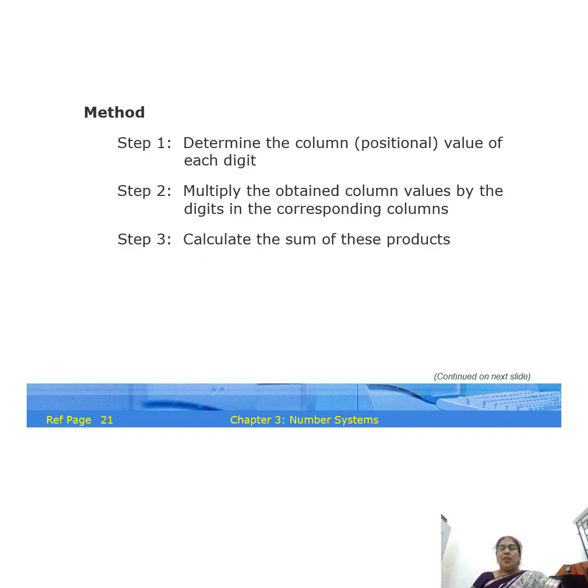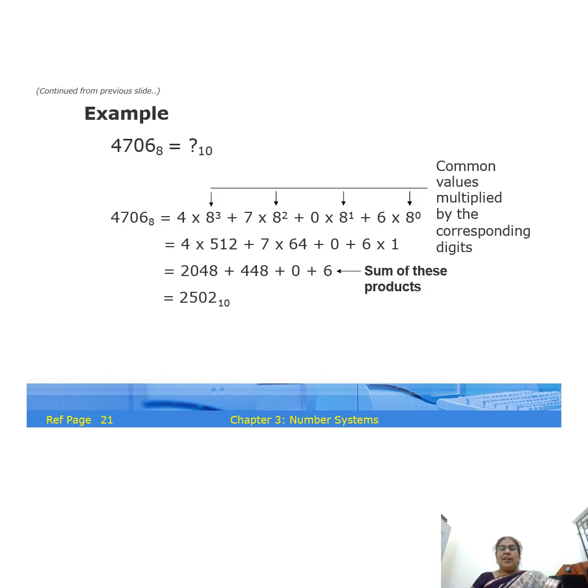So determine the column positional value of each digit. This method multiplies the obtained column values by the digits in the corresponding column, and then calculates the sum of these products. Here the example is the conversion of hexadecimal to decimal. These values were already discussed in the previous slides. The column values are multiplied by the corresponding digits. Here these are all called the sum of the products.